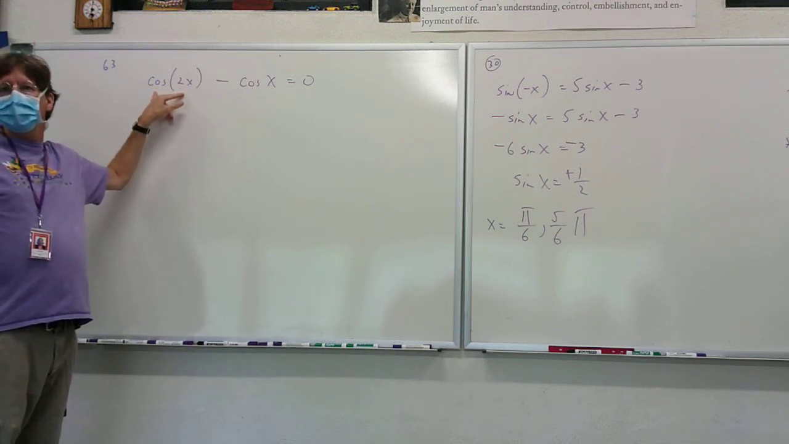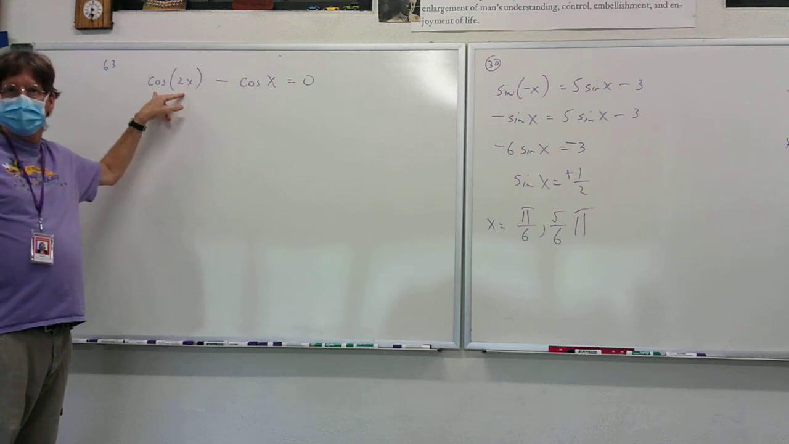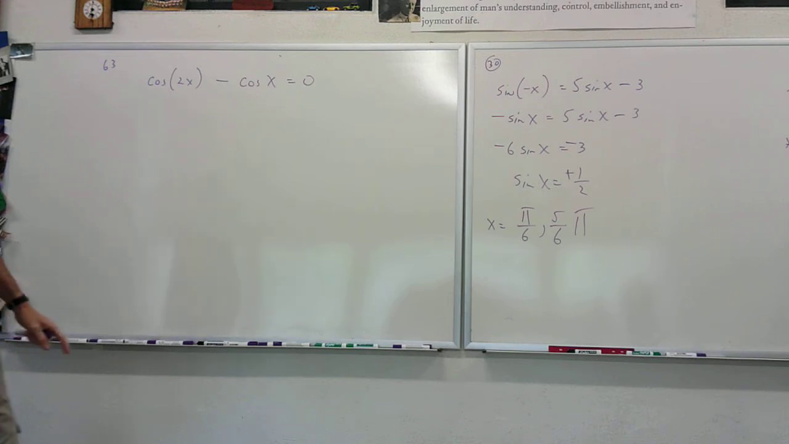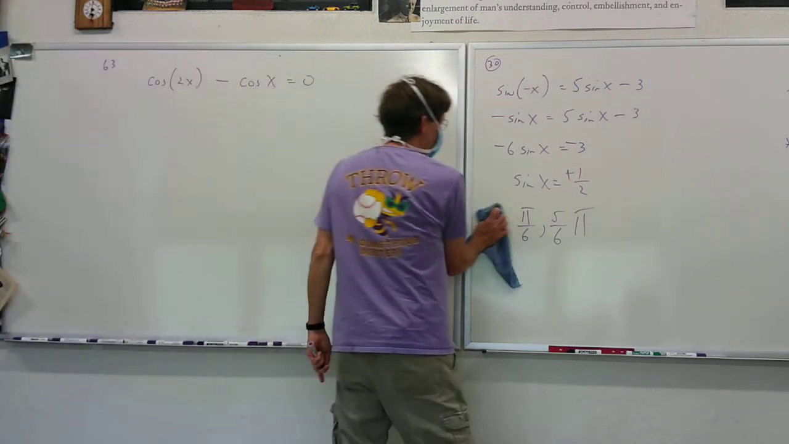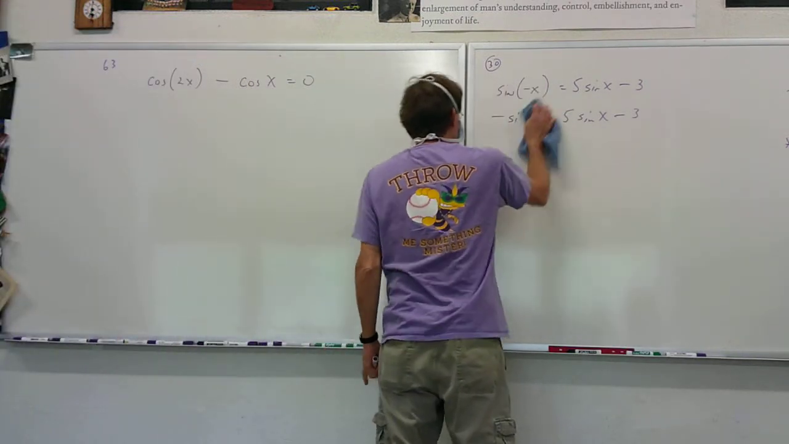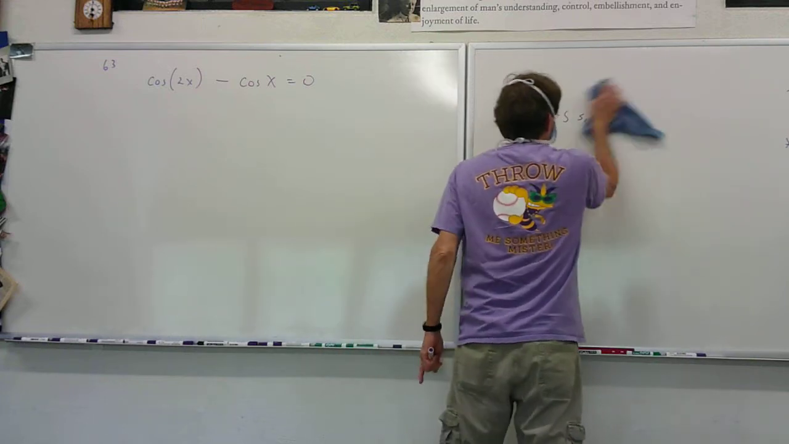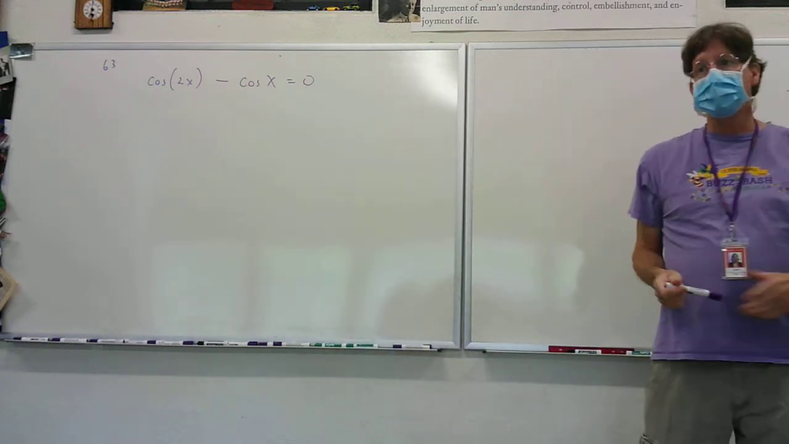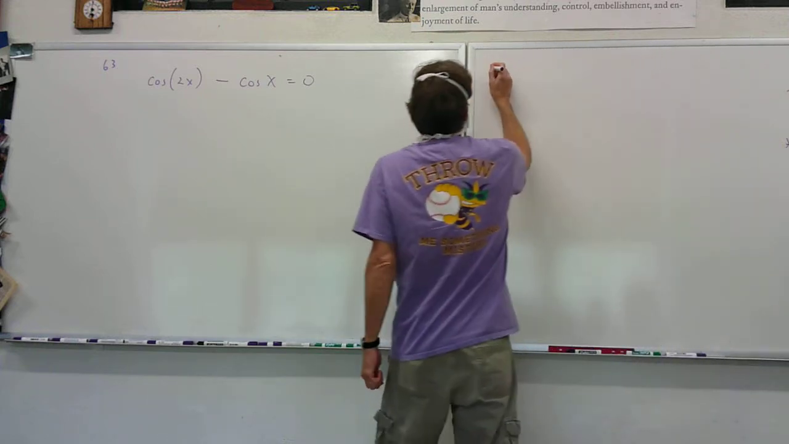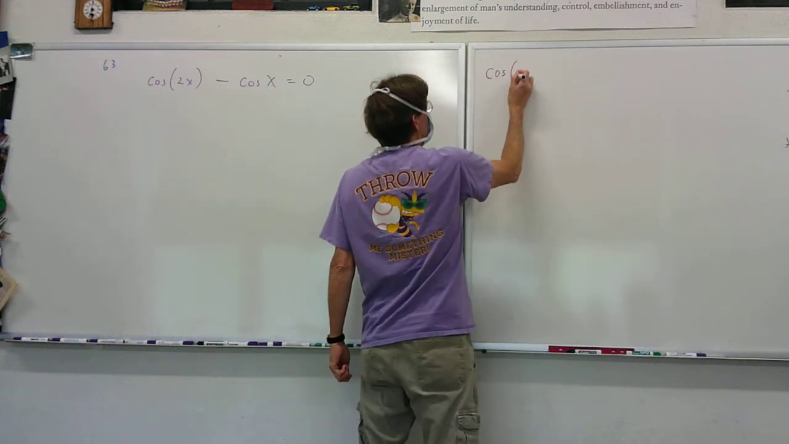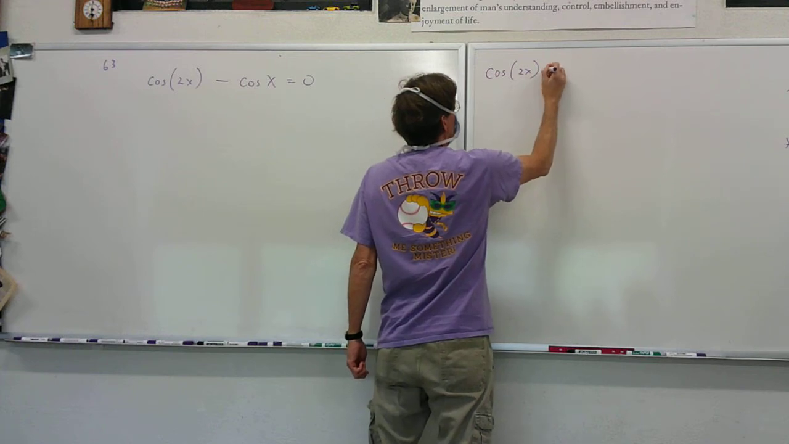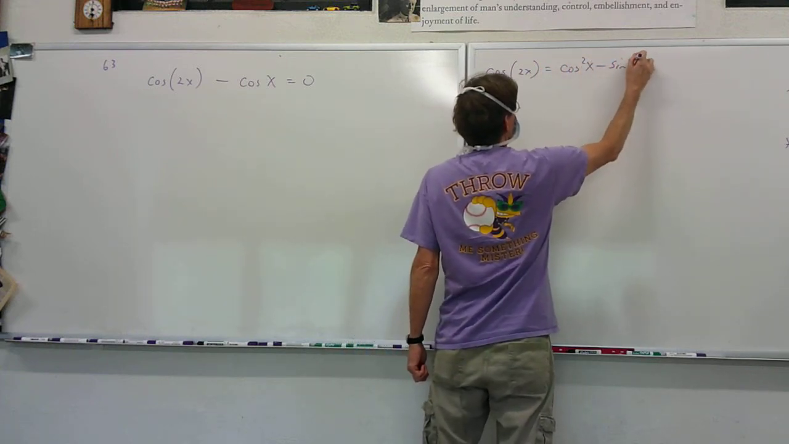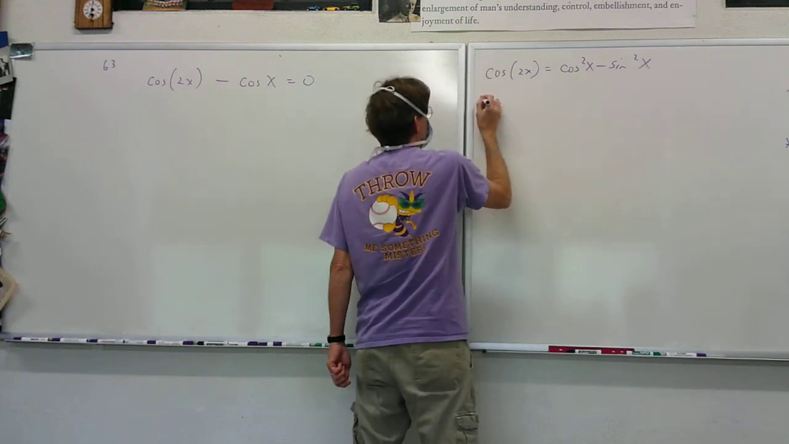All right? And you look on your identity sheet. Now, the problem you're going to run into when you look on your identity sheet for cosine 2x is there's 3 options. For sine 2x, there's only 1 option. But for cosine 2x, there's 3 options. Here's the options. And I'll probably put it in thetas when I put it on your card.